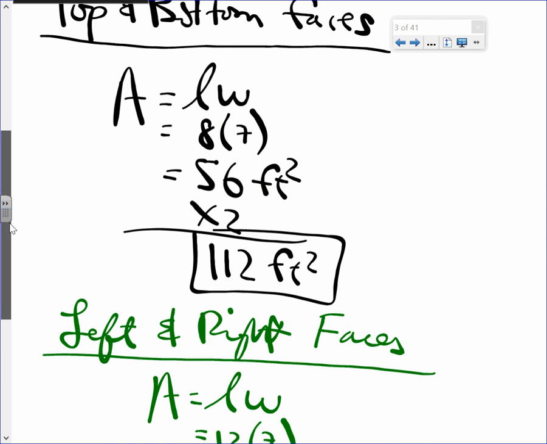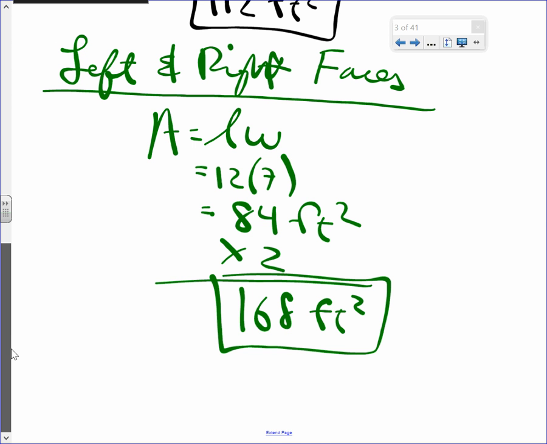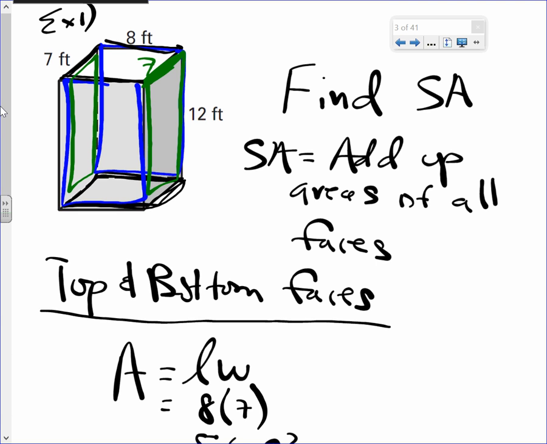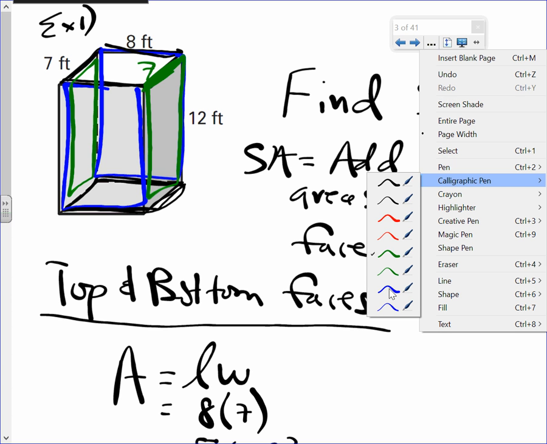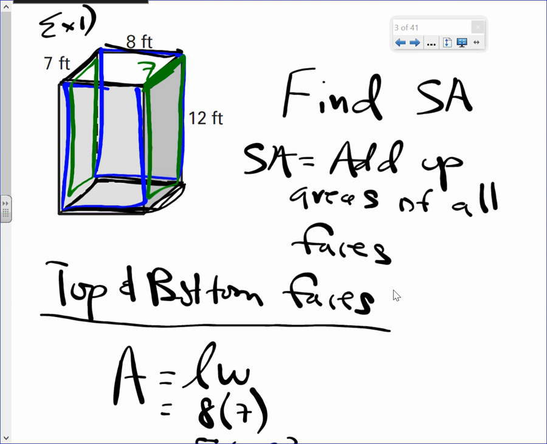Question so far. We have top and bottom in black, left and right in green, and now we're going to do the front and back faces in blue. Again, left and right are the same as front and back. Would someone like to answer that? Wait, what else got the argument? Then we'll argue. Look at this 8 here, right? So they're not the same.